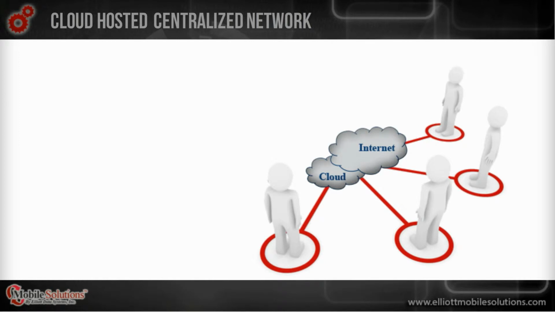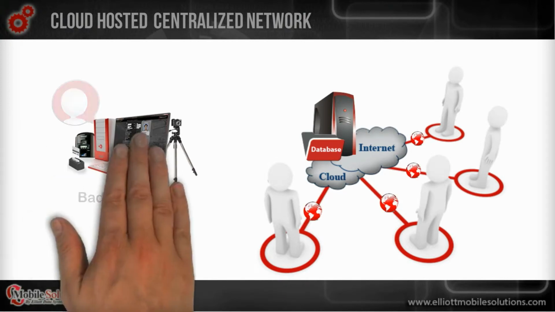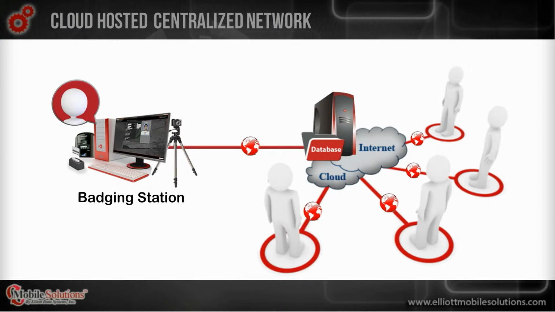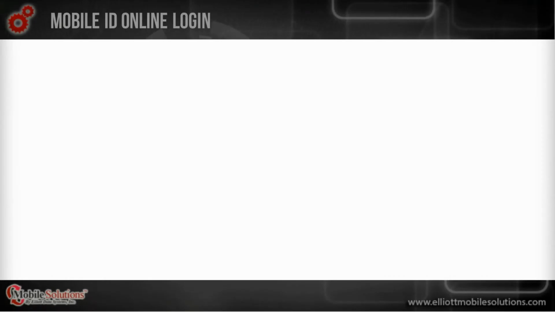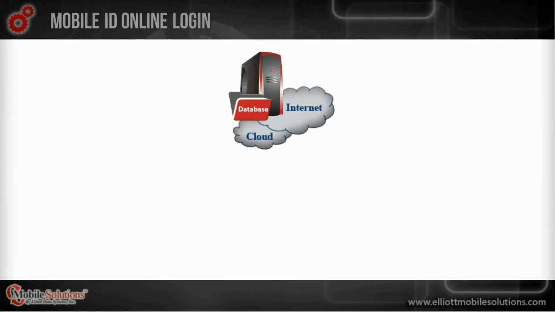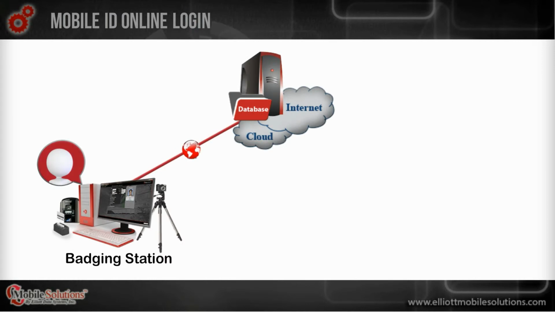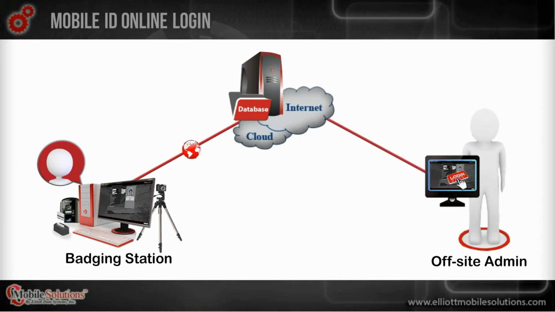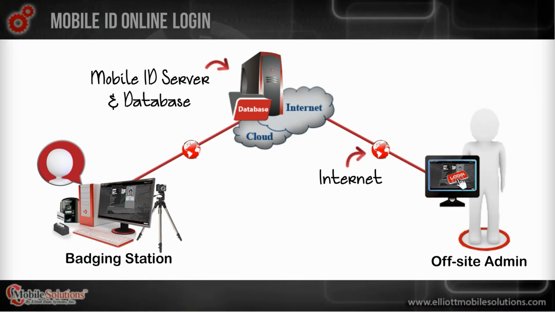The second option is a cloud-hosted centralized network that hosts the mobile ID server on an internet cloud. This solution requires an internet connection to support all admin from off-site locations as well as the location of the badging station. Joe decided to go with the most commonly chosen cloud-hosted network. In both scenarios, each off-site admin is assigned a mobile ID online login that directly accesses the mobile ID server and database via the internet.